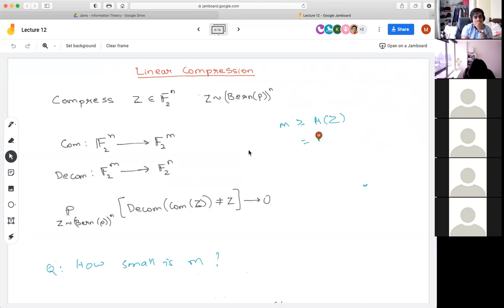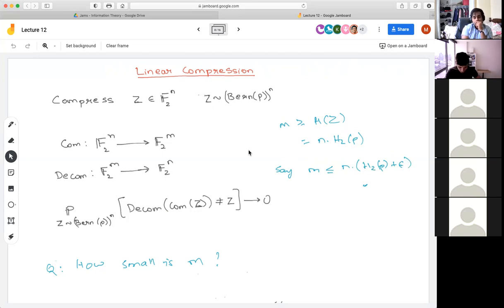And the entropy of Z is n times the binary entropy of P. So we can't hope for M to be much smaller than the binary entropy of P. So let's say we set our task so that we don't want it to be much larger. We'll allow an epsilon slack, but that's about it.